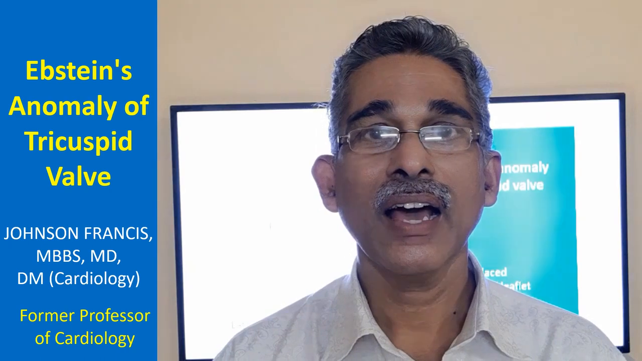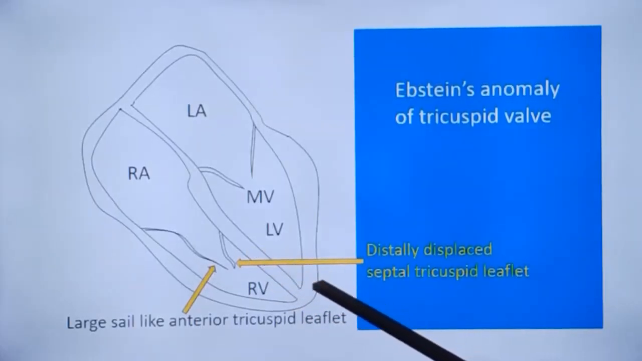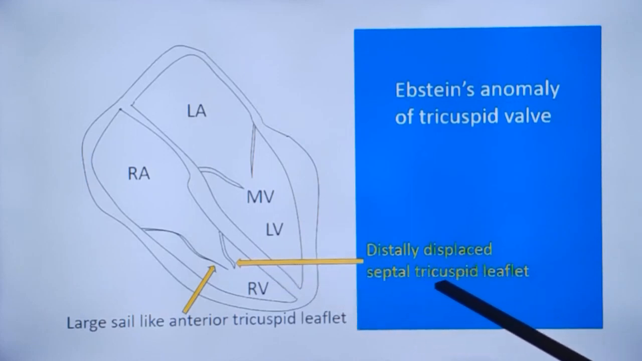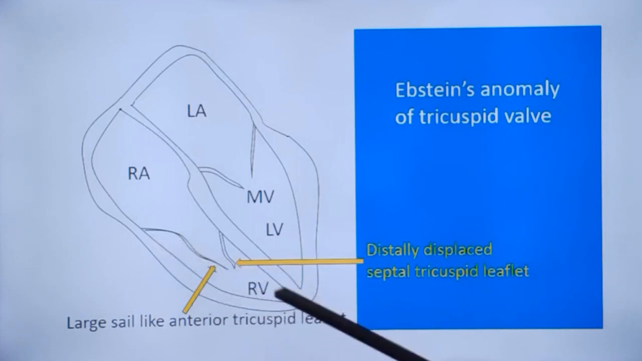Ebstein's anomaly may be associated with atrial septal defect or patent foramen ovale in about 50% of cases. The cyanosis in Ebstein's anomaly is usually not due to pulmonary hypertension, but because the tricuspid regurgitation jet is directed across the atrial septal defect. This is the diagrammatic representation of distal displacement of the septal tricuspid leaflet. The anterior leaflet is elongated and sail-like.